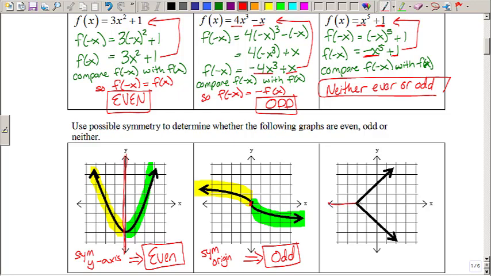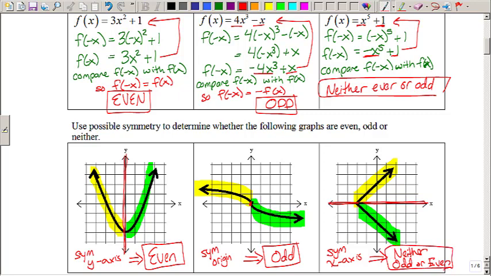On the last example, I have symmetry with respect to the x-axis. Notice that the yellow part of my graph, when folded over the x-axis, would match up with the green part of my graph. So I have symmetry with respect to the x-axis. Well, that's nice that we have symmetry with respect to the x-axis, but I don't have symmetry with the y, I don't have symmetry with origin. Therefore, I cannot be classified as odd or even. I'm neither odd nor even.